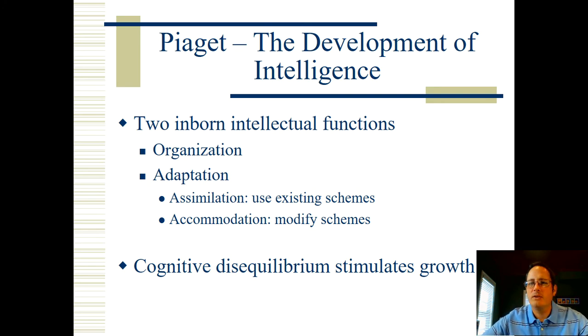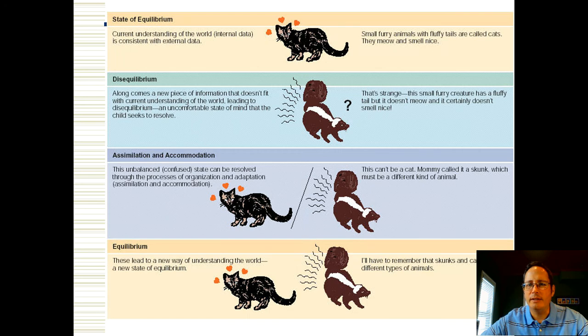Okay, so here's an example on this next slide of a state of equilibrium going into disequilibrium and then back again using the processes we talked about. So you see, cat. Cat is a small furry animal with a fluffy tail. Okay, they meow, smell nice. Now comes this new thing. It's a small creature, fluffy tail, but it doesn't meow and it certainly doesn't smell nice.